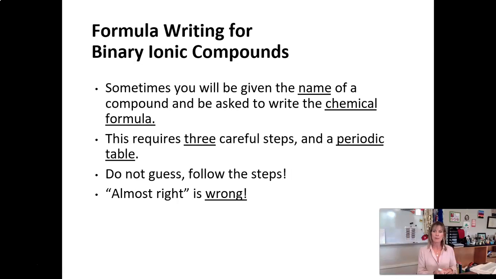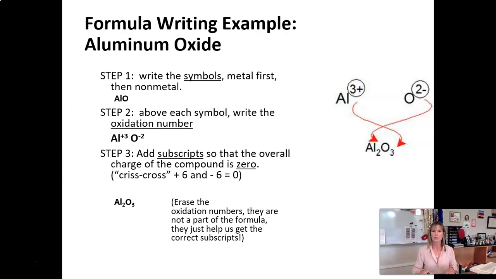Sometimes you'll be given the name of a compound and asked to write the chemical formula. This requires 3 pretty basic steps. You've got to follow them. You'll definitely need your periodic table. Don't guess. The problem is, if you're almost right, it's wrong. There's really no in between for these. If you're almost right, it's going to be wrong. So you just have to do what we tell you to do.